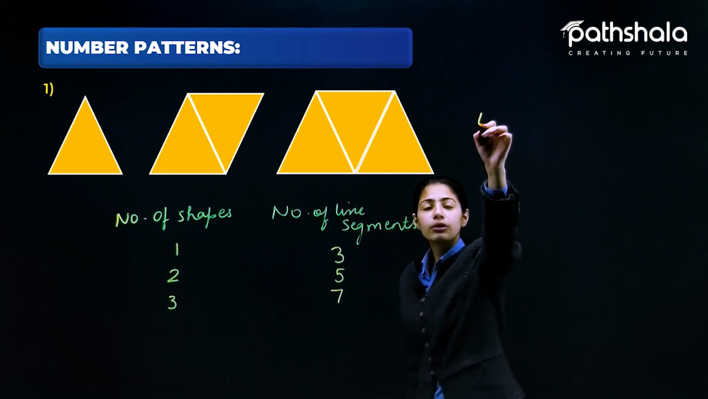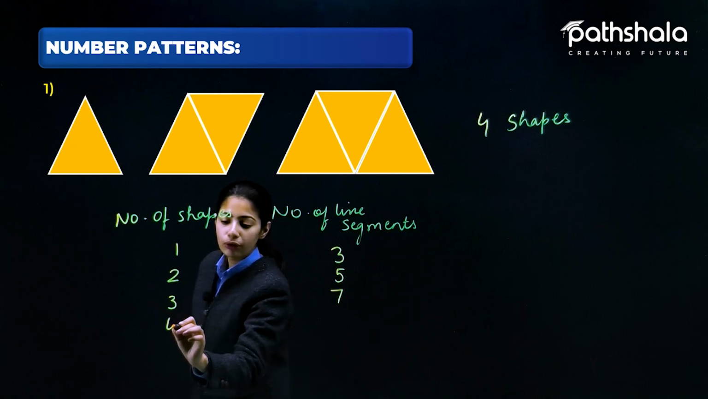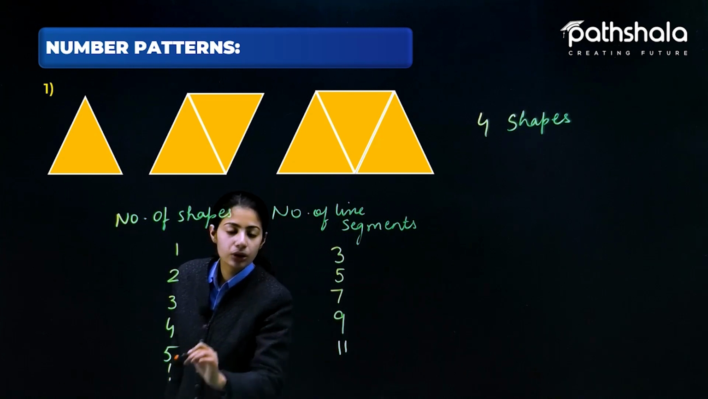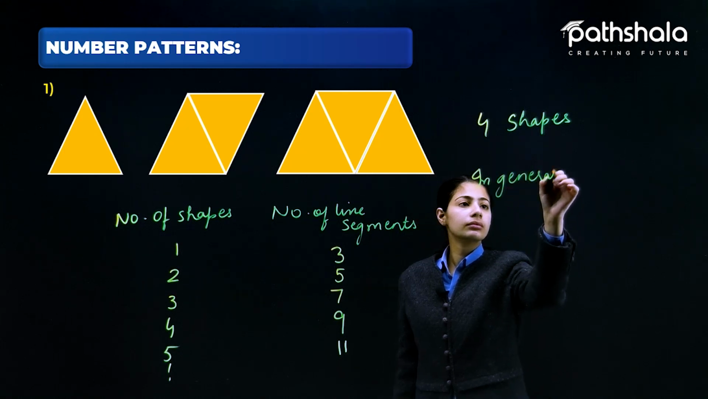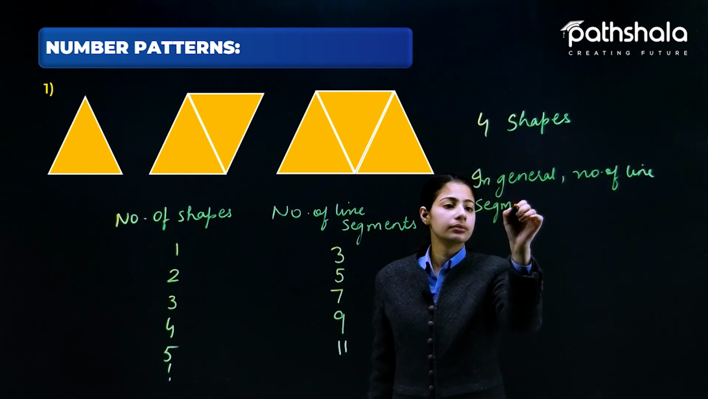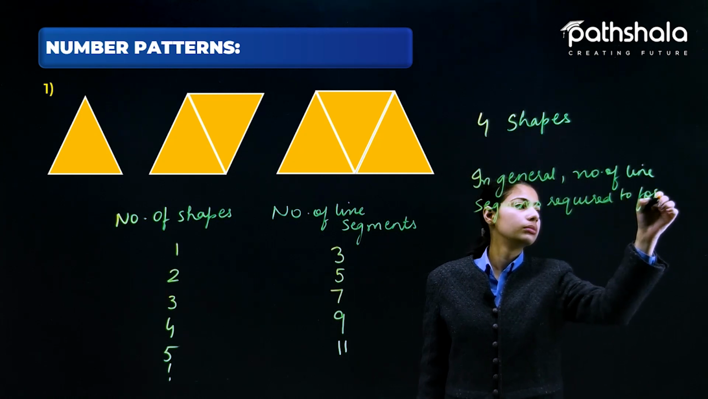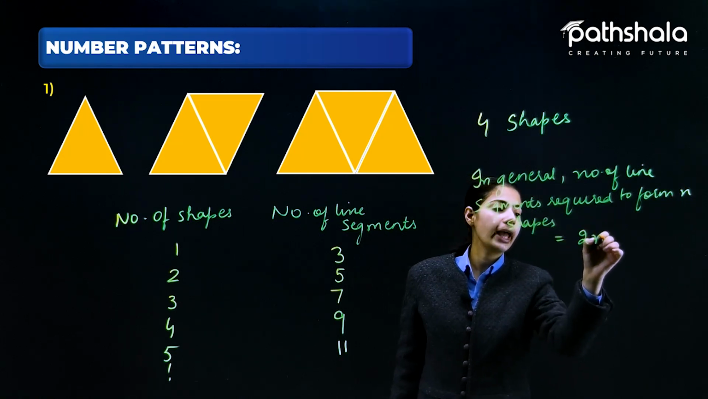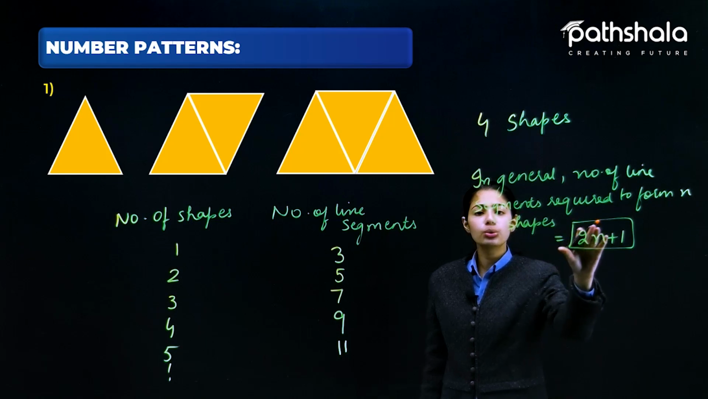And what if we have 4 shapes? How many line segments will be required? For 4, we will require 9. For 5, we require 11 and so on. So in general, the number of line segments required to form n shapes will be given by 2n plus 1. So for n shapes, the number of line segments will be 2n plus 1.